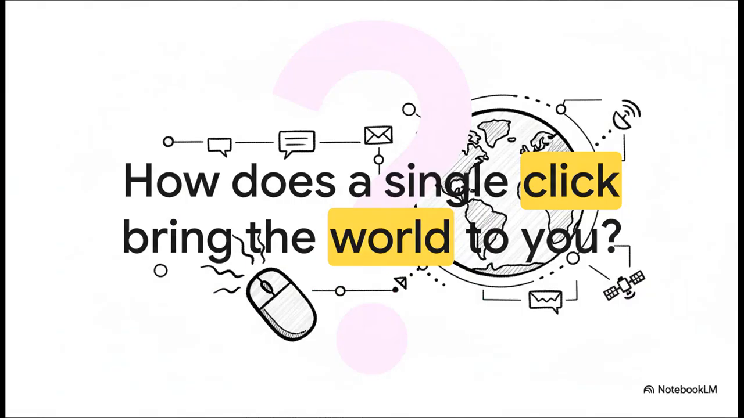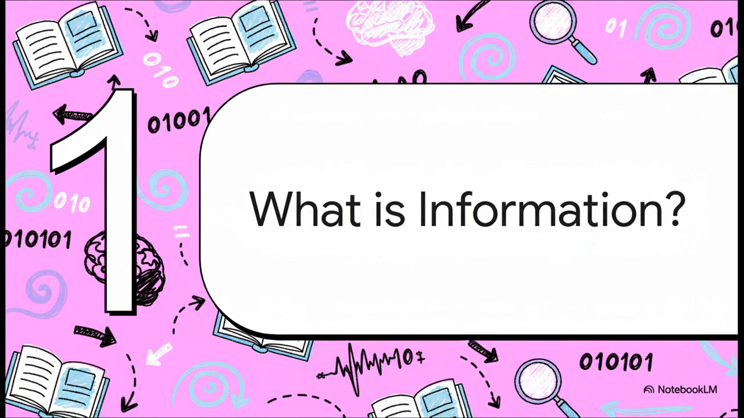I mean, just think about it for a second. You click a button, and the whole world is right there. You can chat with someone on the other side of the planet, stream a movie, or look up basically anything that's ever happened. So, how does that work? It's not magic, it's ICT. And to really get it, we have to start with that very first letter, I. So, let's start right there.